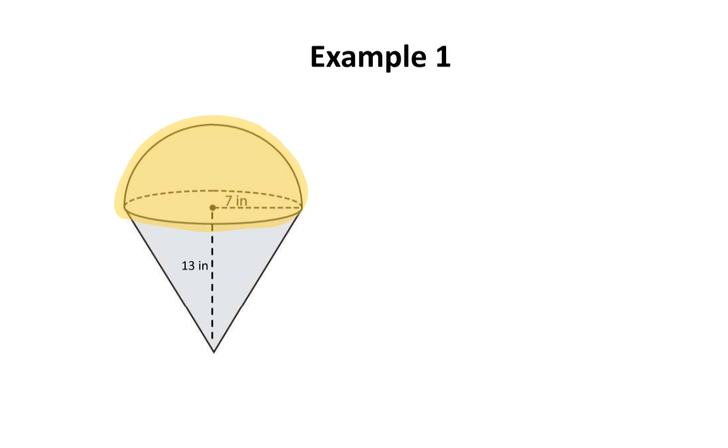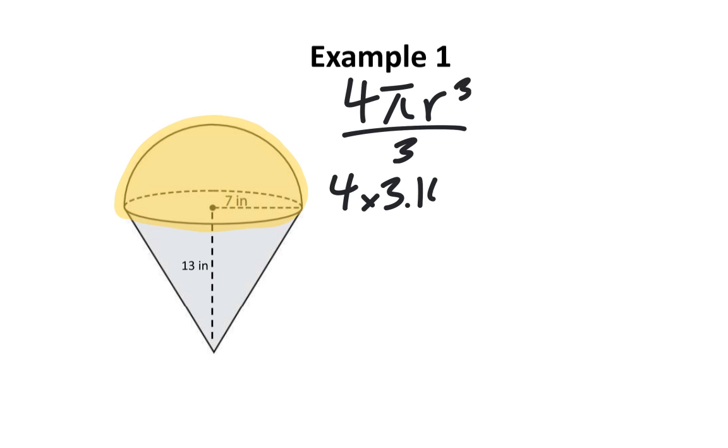Let's focus on this figure first. This appears to be a half sphere, which means we'll need its radius. Since we already know its radius, we can go straight to the equation, which is 4 multiplied by pi multiplied by radius cubed, then divided by 3. We know pi is 3.14, and we already know the radius, and that is 7.